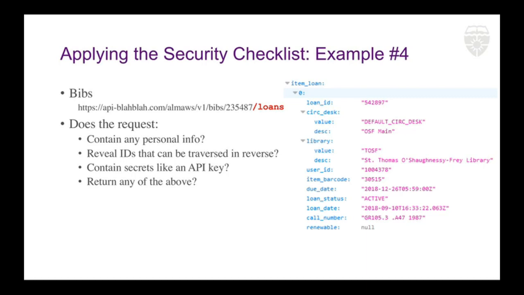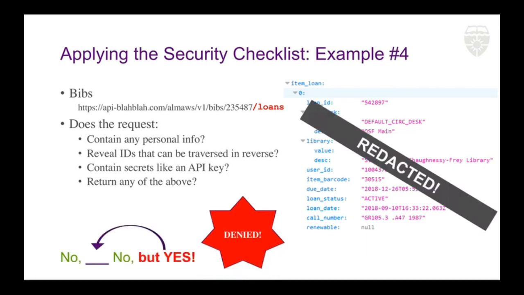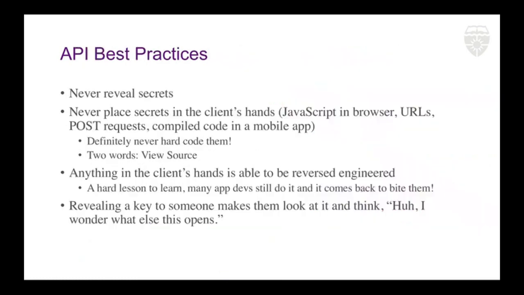All you can do is /loans. It doesn't matter. So no, this would, again, not be a good one to use. So API best practices: never reveal secrets, never place secrets in the client's hands: JavaScript in browser, URLs, post requests, compiled code in a mobile app.